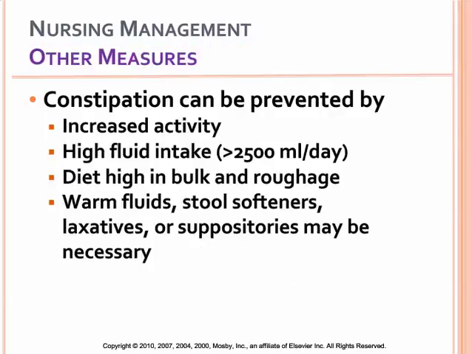Constipation is often a consequence of pain medication and immobility, so you want to prevent that by increasing activity if possible. High fluid intakes of greater than 2,500 milliliters a day. A diet high in bulk and roughage. Warm fluids, stool softeners, laxatives, or suppositories may be necessary. And it's always a good idea to keep a regular time for elimination to promote regularity.